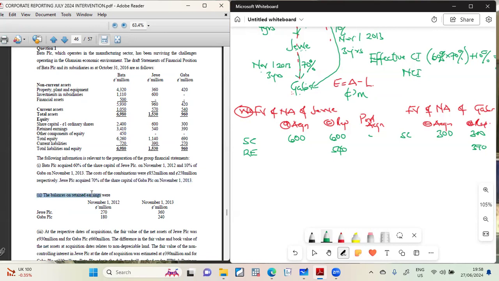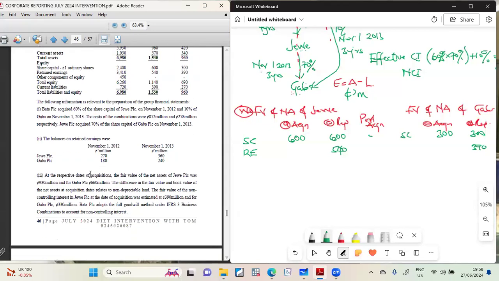They said that Jewe acquired 70% of the share capital of GABA on this date. Then the balances of their retained earnings were given as at the date each one acquires. So the retained earnings of Jewe at this date is this. If we want to know the retained earnings at acquisition, when was Jewe bought? We are told that it was bought on 1st November 2012. So on 1st November 2012, we pick the retained earnings value for Jewe. This is the time they bought it, 270. So here will be 270.